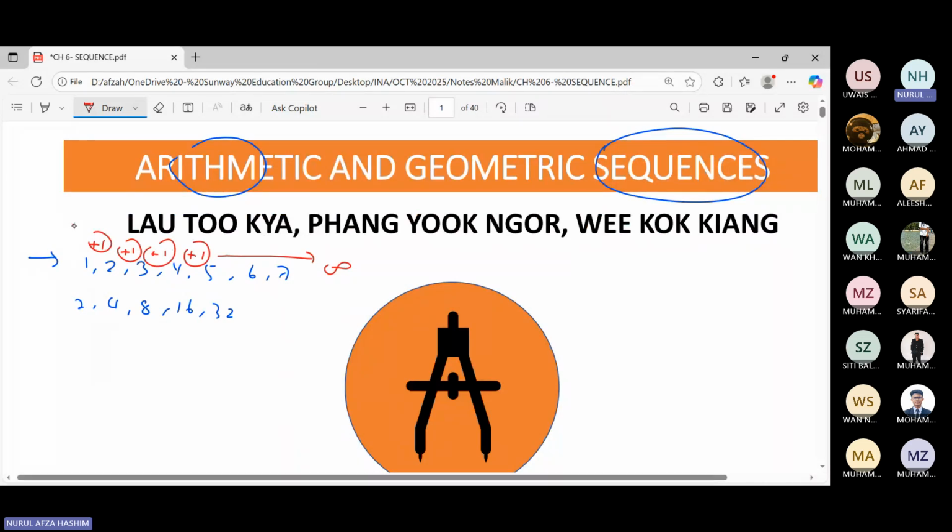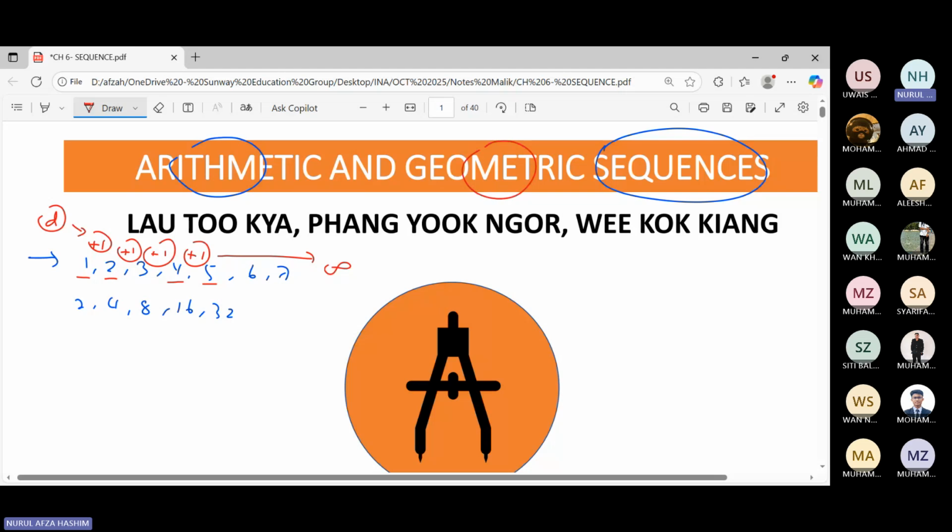This one we call the difference. Difference means the number after minus the number before. That is the difference. 5 minus 4 is 1. 2 minus 1 also 1. So that's what we call the difference. If you are using difference, it means arithmetic. Arithmetic sequence means you add the same number to get the new number. That is arithmetic. How about geometric?